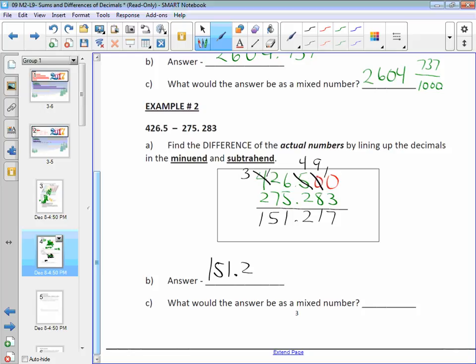I want to say it out loud because we're going to write it as a fraction the way we say it out loud. Christian. Correct. Looks like that is a mixed number.